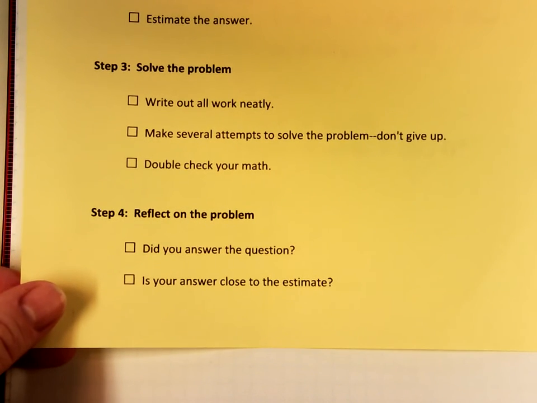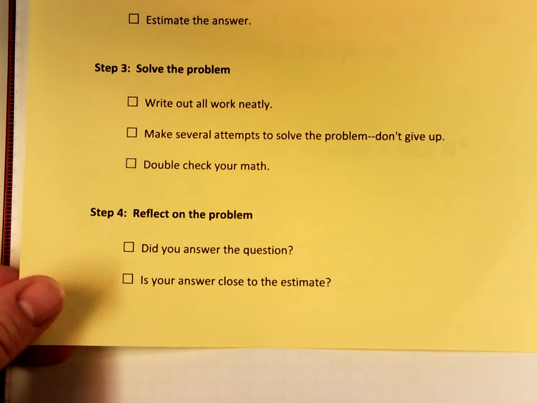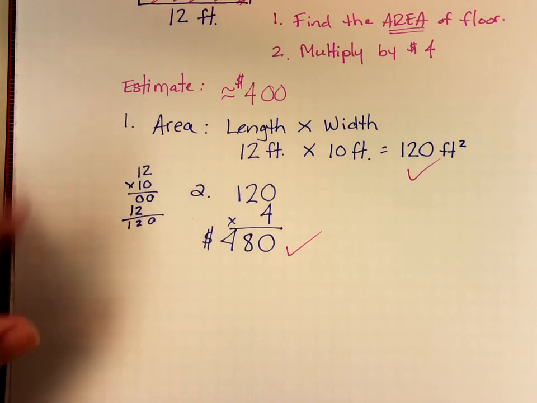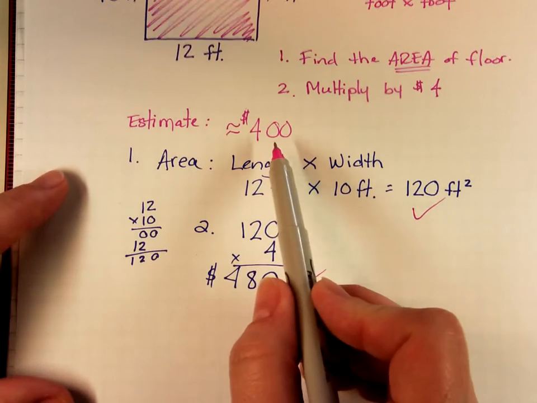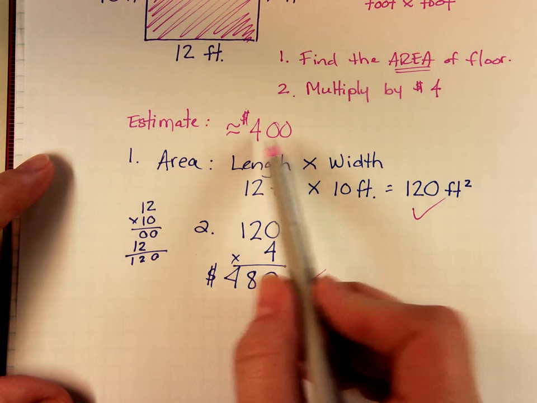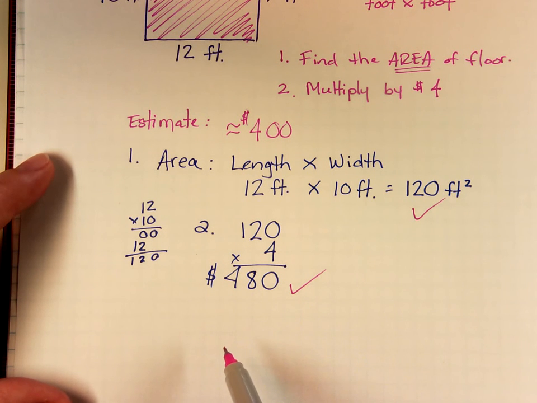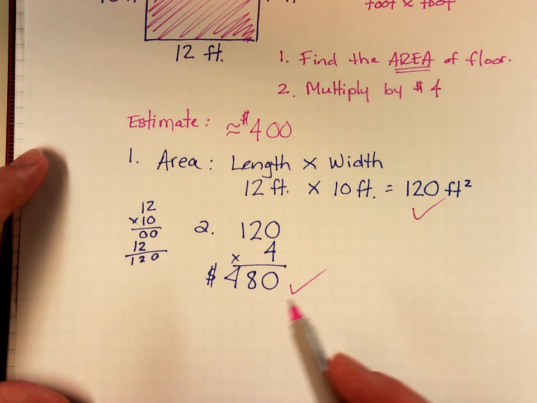Step number 4, reflect on the problem. Did you answer the question? Is your answer close to the estimate? Our estimate was $400. We said it would be a little bit more than that. And we got $480, which I think is very close to our estimate.